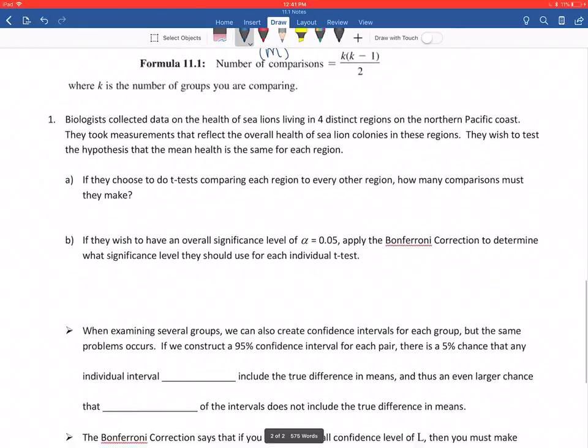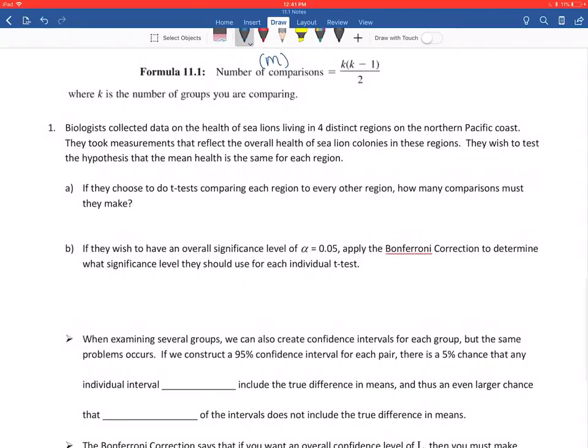Okay, let's put all of this into practice. So we have biologists collecting data on the health of sea lions living in 4 distinct regions off of the northern Pacific coast. They took measurements that reflected the overall health of the sea lion colonies in those regions, and they wished to test the hypothesis that the mean health, so again we're still talking about means, is the same for each region. If they choose to do the t-tests comparing each region to every other region, how many comparisons must they make?